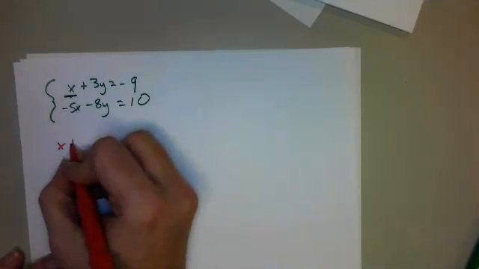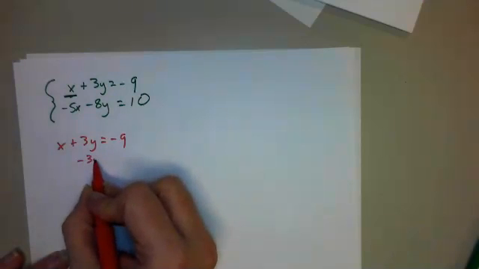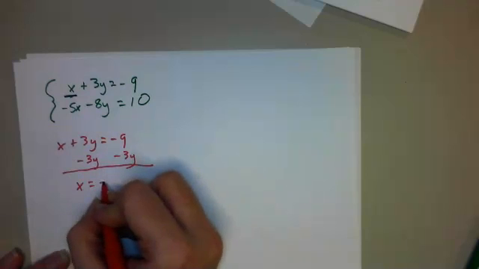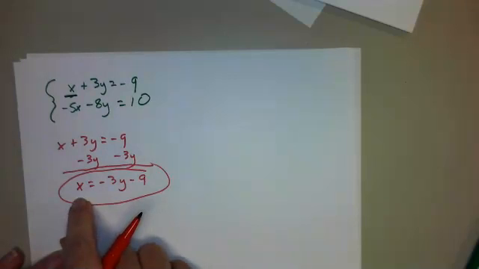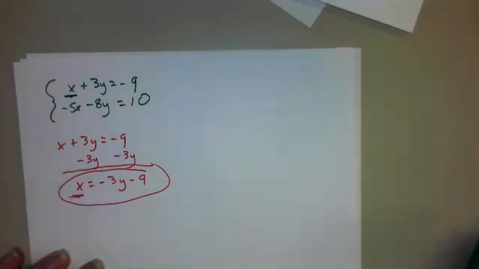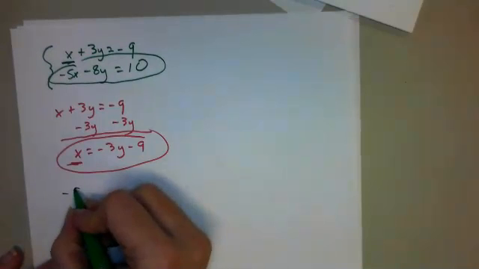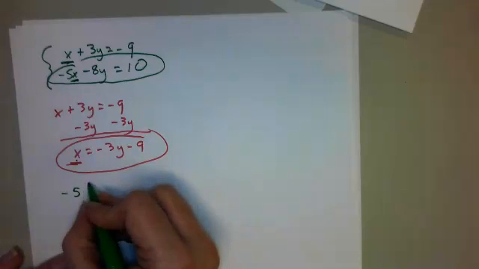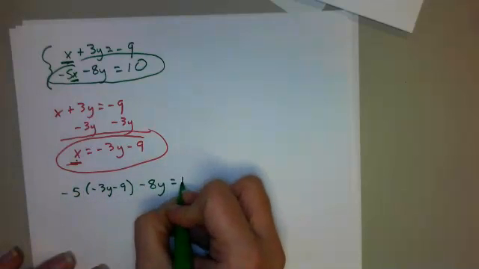So I'm going to take x plus 3y equals negative 9. I'm going to subtract the 3y from both sides. And I get x equals negative 3y minus 9. I now have an equation with an isolated variable, which in this case is the x. It doesn't matter if it's y. It can be x as well. I'm going to take my second equation, which is negative 5x. Oh, I have an x. Those match up, so I can substitute this in for x. I've got negative 5 times negative 3y minus 9 minus 8y equals 10.